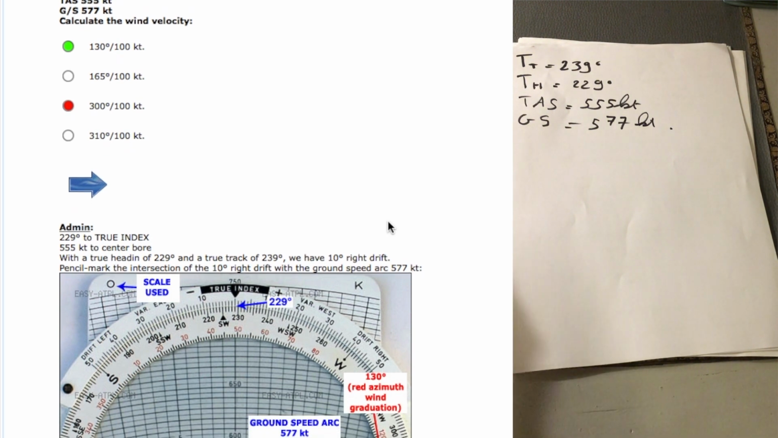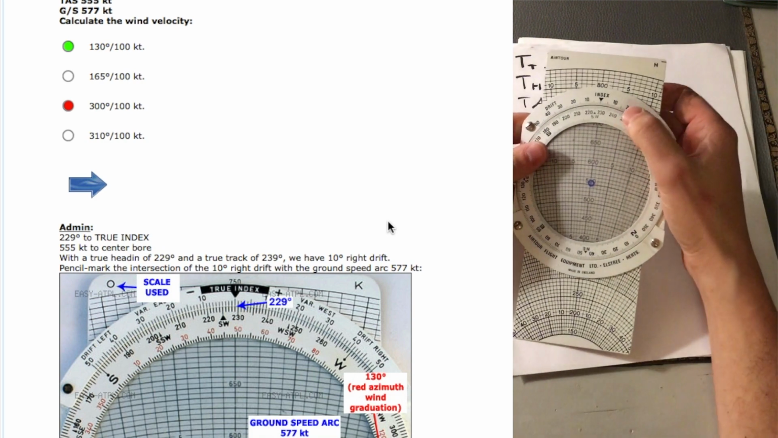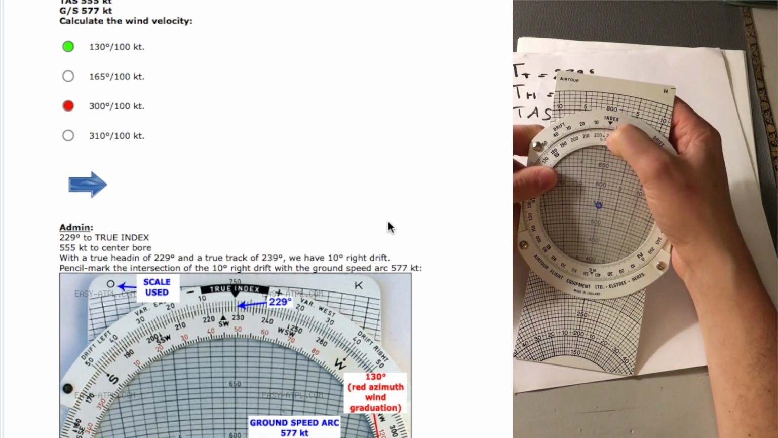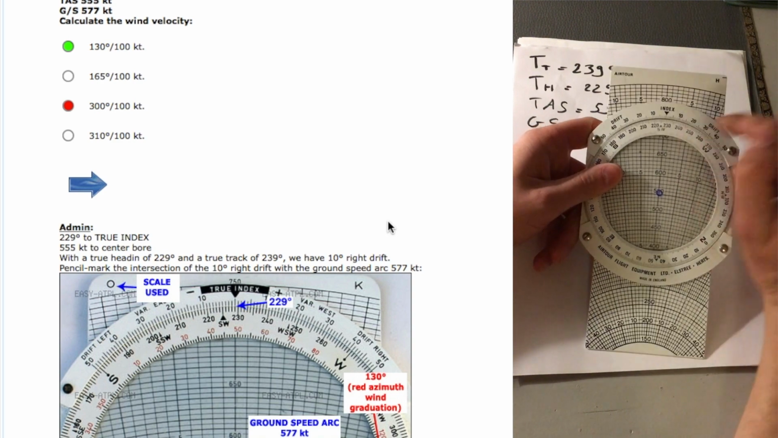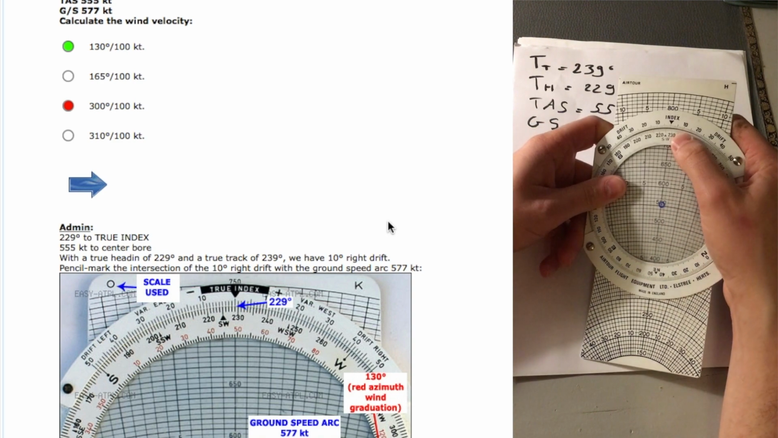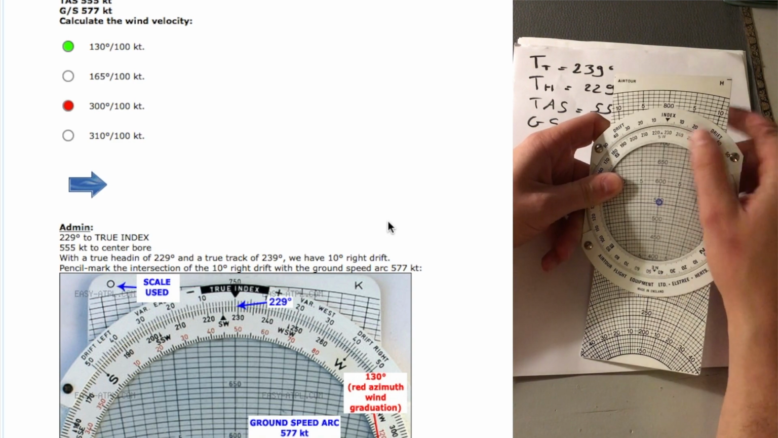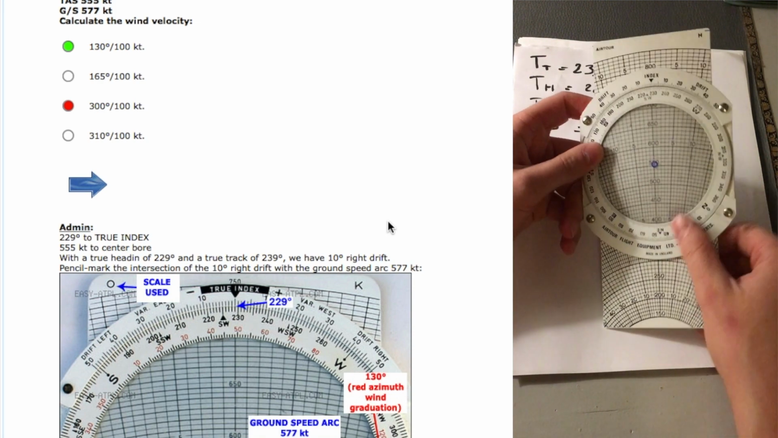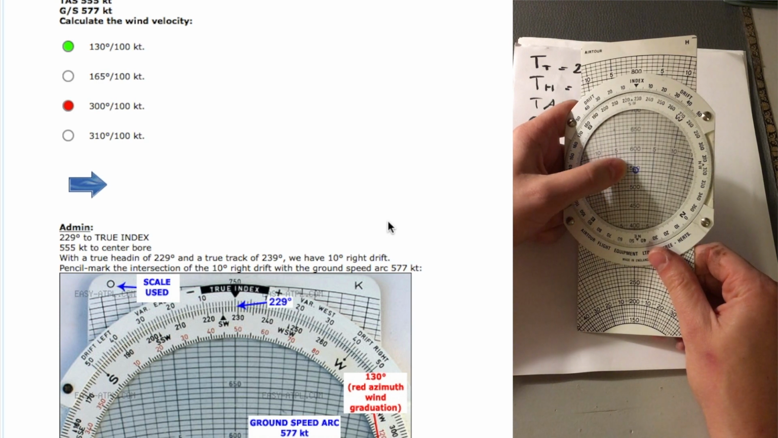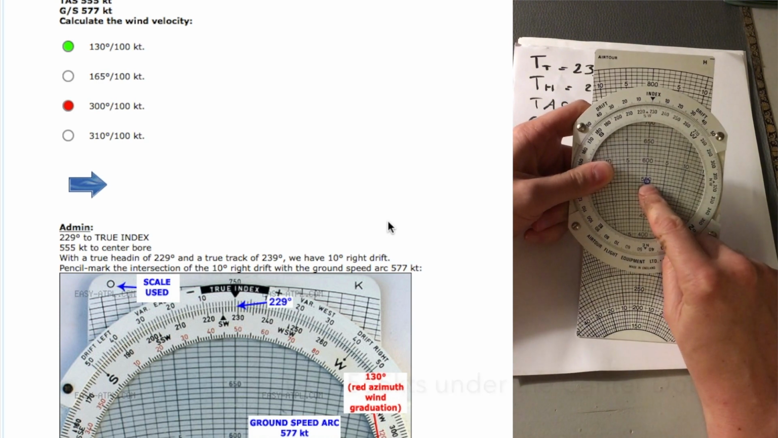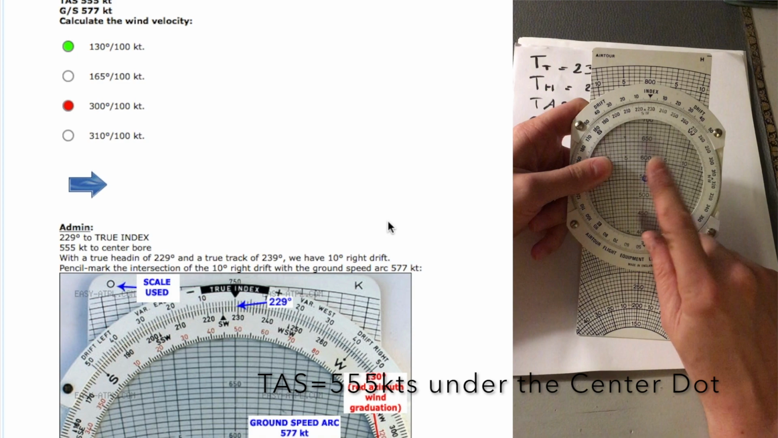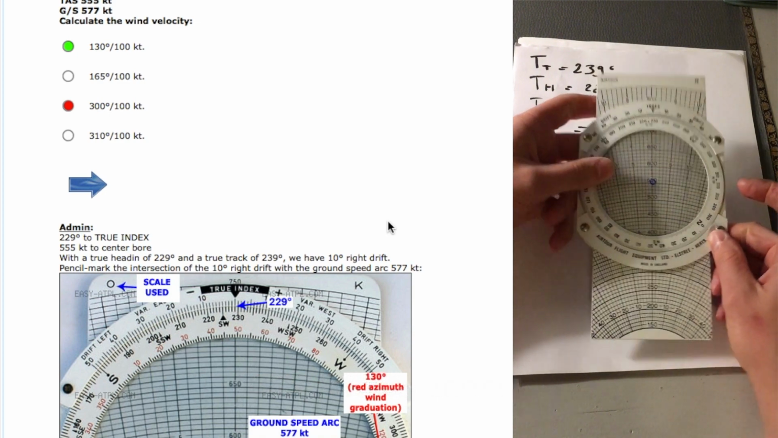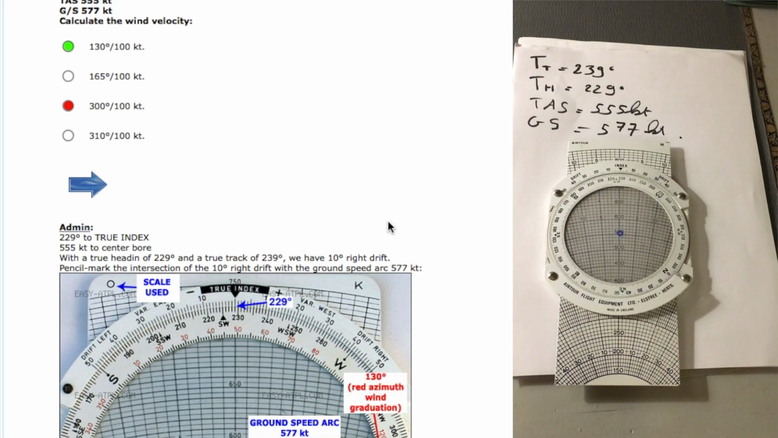Now, on your computer, you always put on the index the true heading. So what you always put on here is the true heading, which is 229, which I put here down. The TAS is 555, so that's 555 I've put down here. And now we're asked to find the wind, basically the wind.